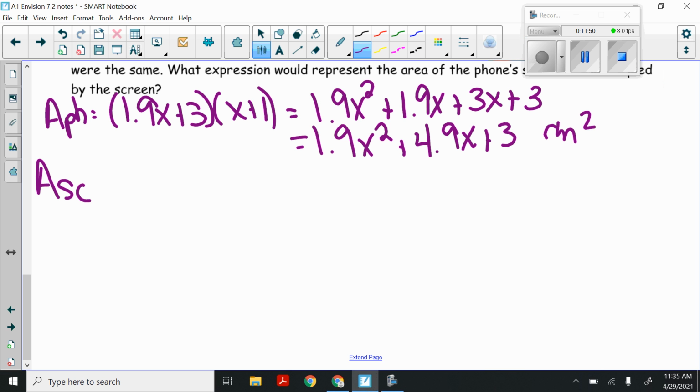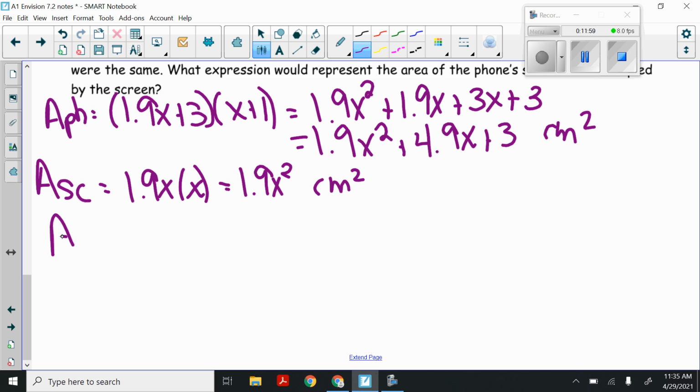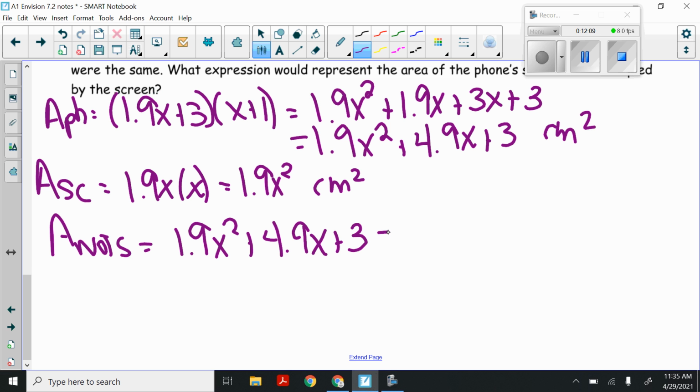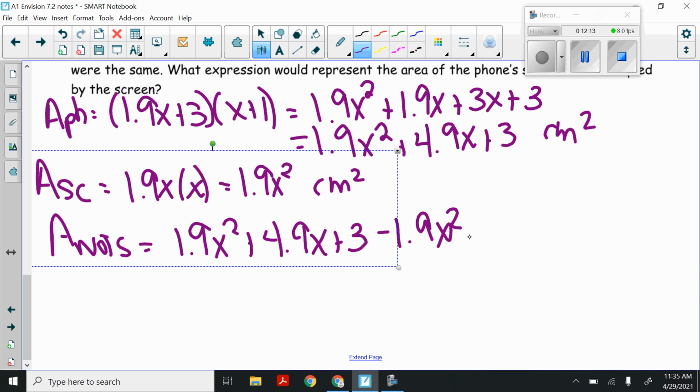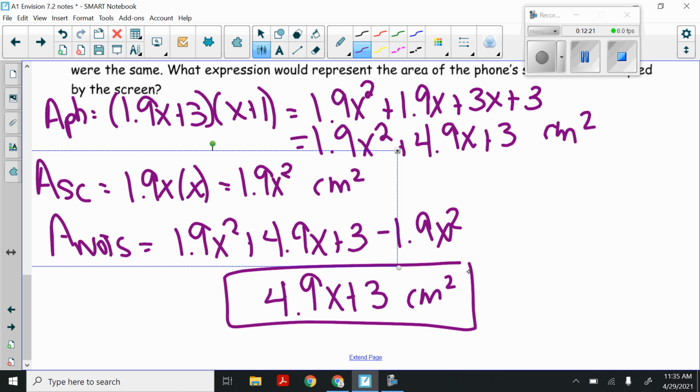The area of the screen, 1.9x times x, we get 1.9x squared square centimeters. So the area not screen, again, the whole thing, 1.9x squared plus 4.9x plus 3, all of that minus the area of the screen, 1.9x squared. Again, my x squareds cancel, and I'm left with the expression 4.9x plus 3 square centimeters. That's how we would use an application.